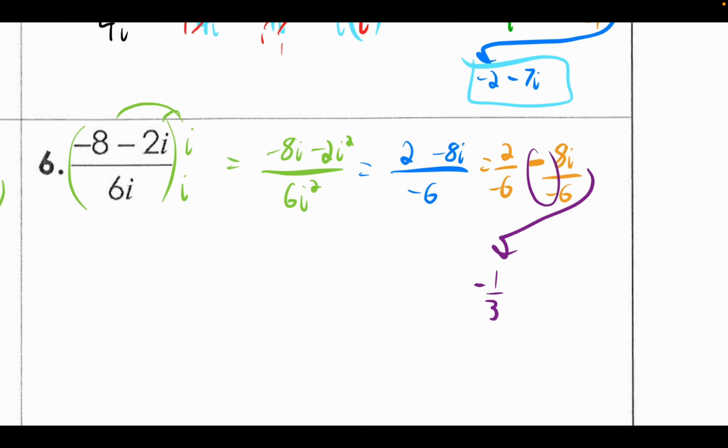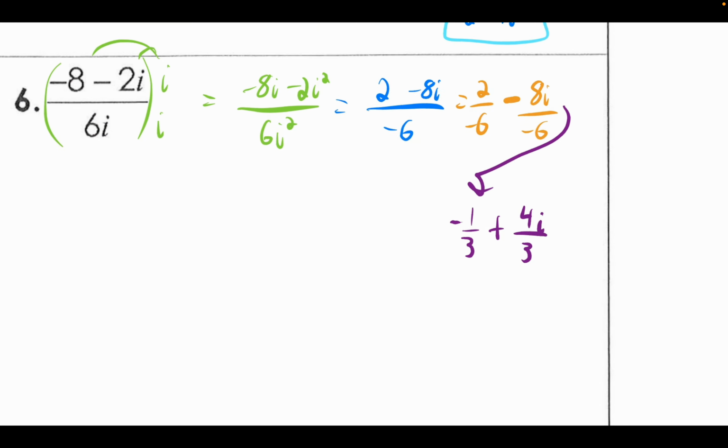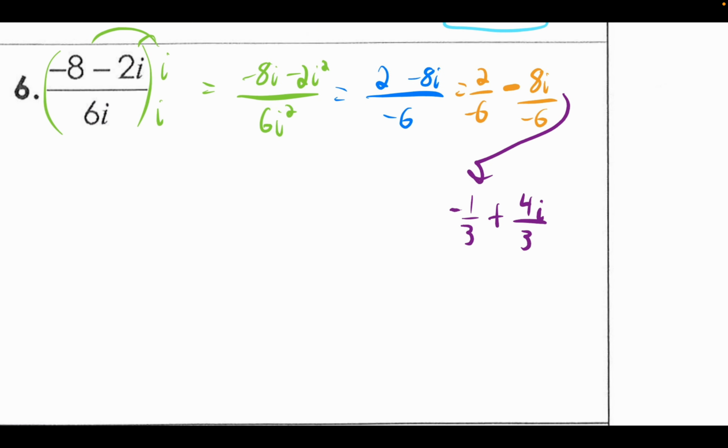And here, negative and negative become a positive, so it's plus, and 8 and 6 reduced by 2 to become 4 and 3, and we still have the I. So it's negative 1/3 plus 4I over 3, and you could leave this as two separate fractions, or personally I prefer to call this negative 1 plus 4I over 3.